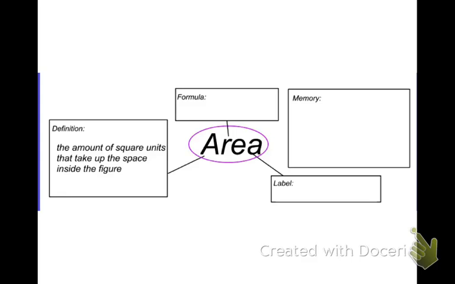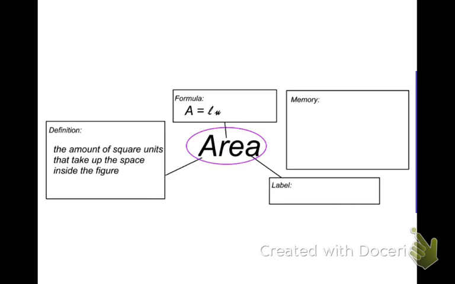When finding the area of a rectangle or a square, you're finding the amount of square units that take up the space inside the figure. The formula for area is to take the length times the width.